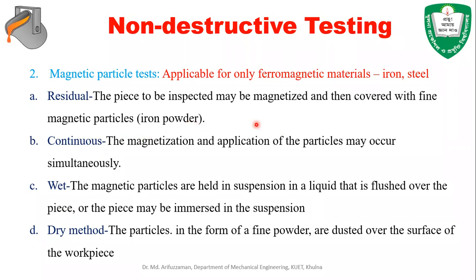When a workpiece is magnetized, it creates magnetic field lines. Okay, and when you sprinkle the iron powder on the surface of the magnetized specimen, you will be able to see the magnetic field lines, and the particles will be aligned with the magnetic field lines. That's how you actually detect if there is any crack.